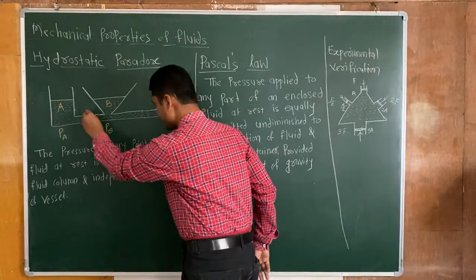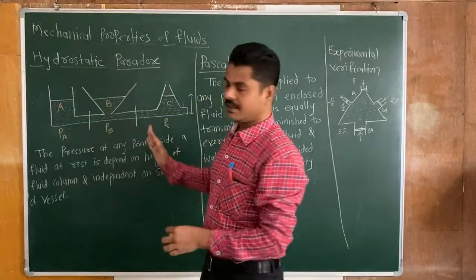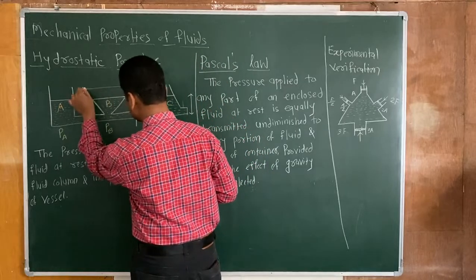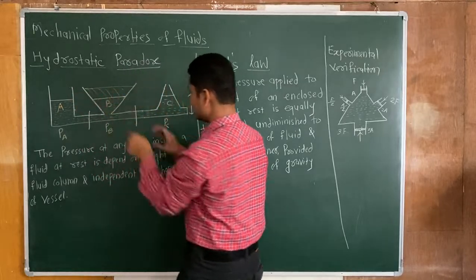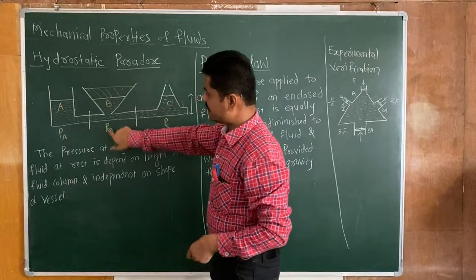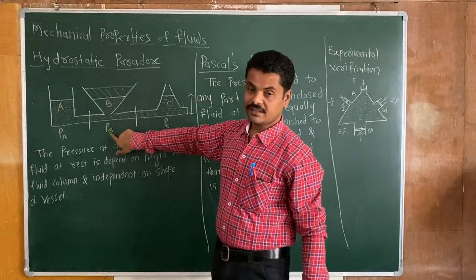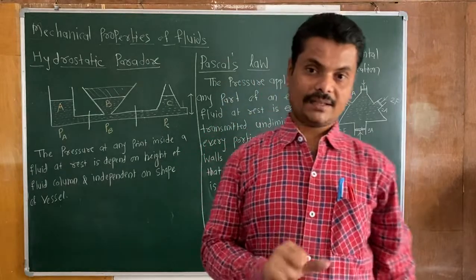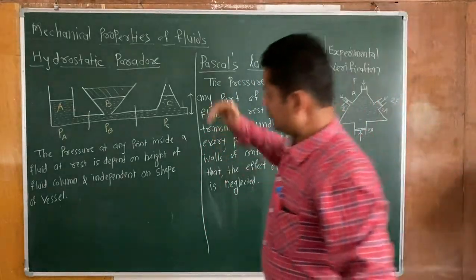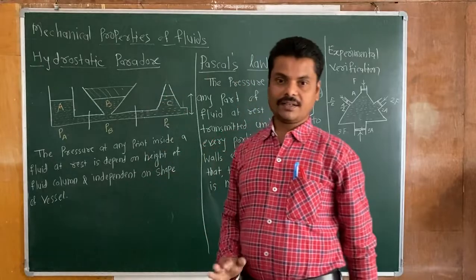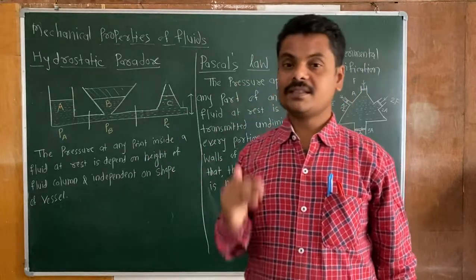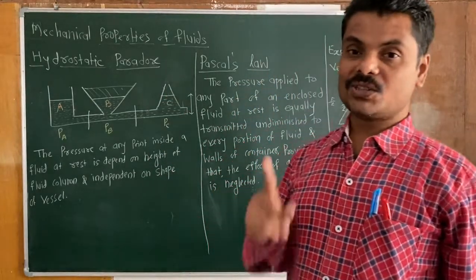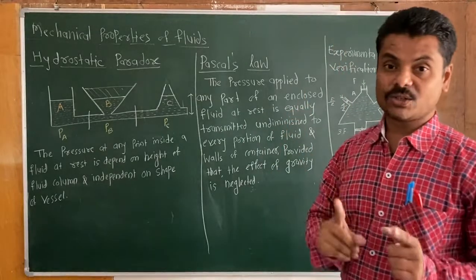Suppose I close here, and now I increase the fluid column in vessel B. Then you can say that the pressure at point B is maximum as compared to the pressure at point A. But if the shape of the vessel is different and the fluid level is the same, then the pressure is also the same. This is called the hydrostatic paradox.